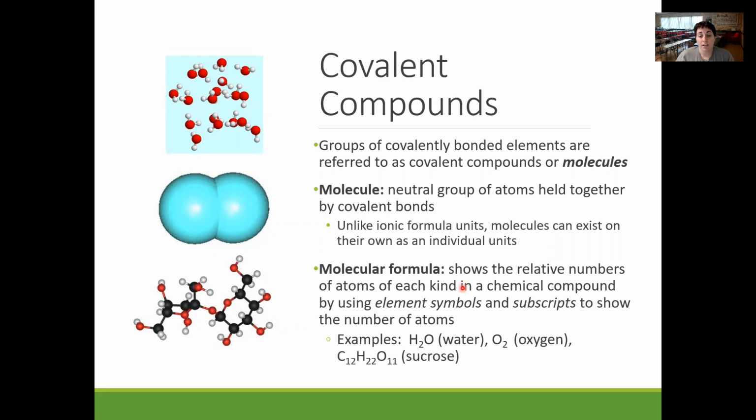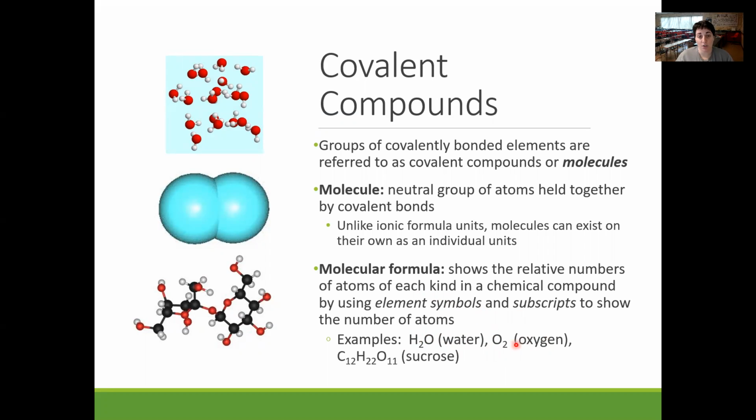The molecular formula shows us the relative number of atoms of each kind in the chemical compound using element symbols and subscripts. For example, when you have 2 hydrogens covalently bonded to 1 oxygen, like up here in this picture, the oxygen is red, the hydrogens are white. So you can see that in each of these molecules, there are 2 hydrogens covalently bonded to 1 oxygen. That's called the molecular formula. So water's molecular formula is H2O.